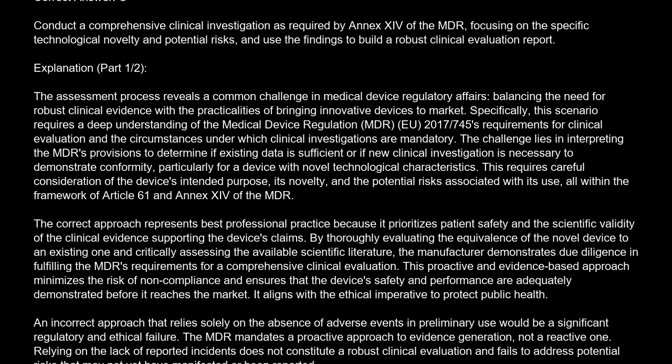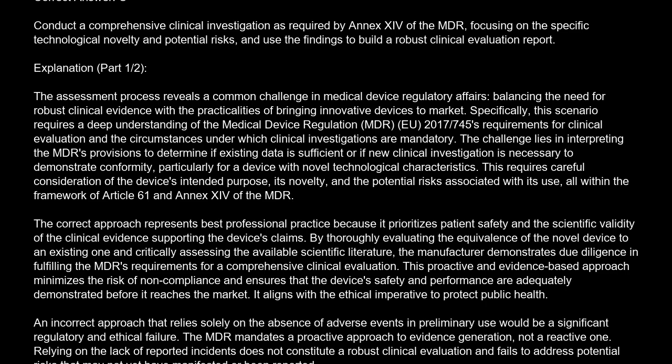Explanation. The assessment process reveals a common challenge in medical device regulatory affairs: balancing the need for robust clinical evidence with the practicalities of bringing innovative devices to market. Specifically, this scenario requires a deep understanding of the Medical Device Regulation, MDR, EU 2017/745, requirements for clinical evaluation, and the circumstances under which clinical investigations are mandatory.